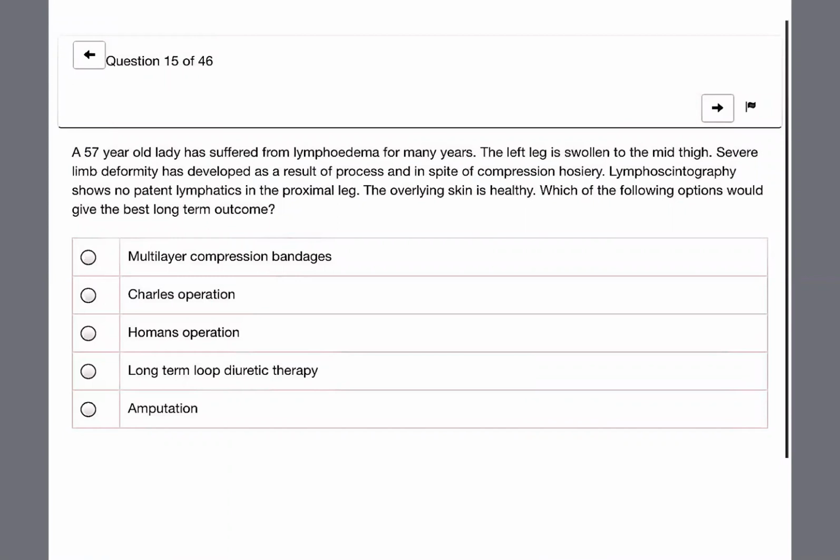A 57-year-old lady has suffered from lymphedema for many years. The left leg is swollen to the mid-thigh. Severe limb deformity has developed as a result of the process and in spite of compression hosiery. Lymphoscintigraphy shows no patent lymphatics in the proximal leg. The overlying skin is healthy. Which of the following options would give the best long-term outcome?